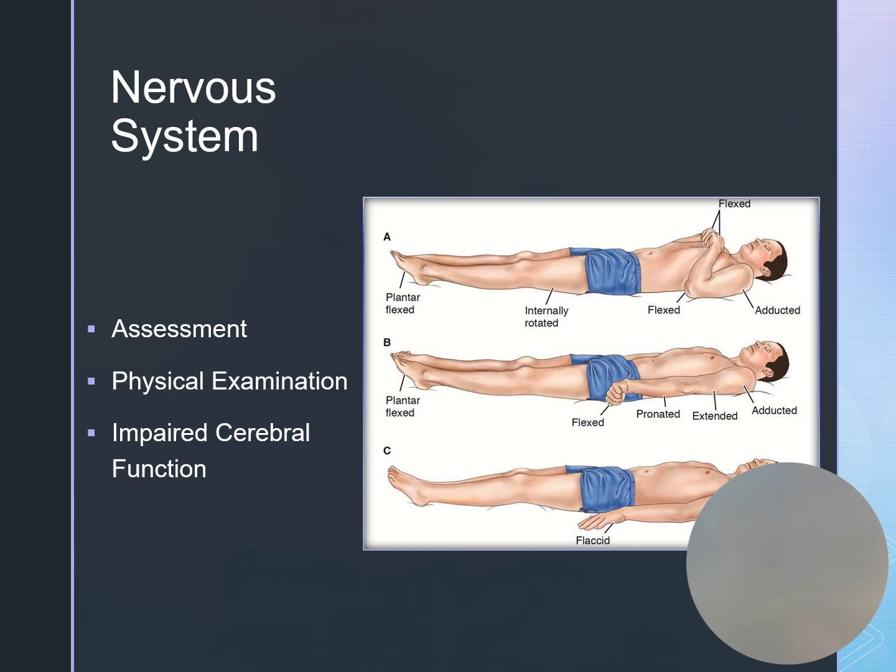Their physical exam, we're going to look at their body posture. If you look at the picture in your slide, this is going to indicate damage to the brain, and we have abnormal posturing. And we'll talk about that here in just a minute. But body posture is going to be very important to assess. We could also assess the cranial nerves, although nurses don't often do that part.